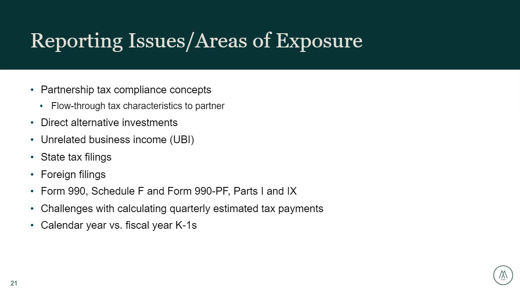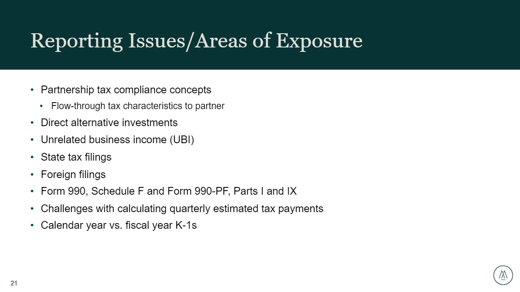On the Form 990, there is a Schedule F for those of you that are public charities, and then the Form 990-PF, Parts 1 and 9. Those are most heavily impacted when you're into alternative investments, besides the unrelated business income on a 990-T.